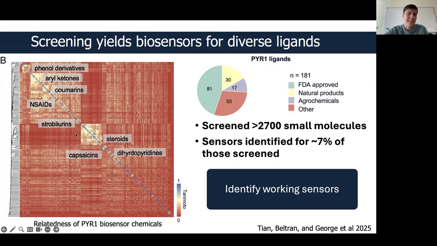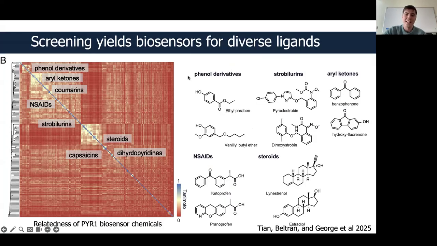And you can see that a lot of this heat map is red, right? Which suggests that a lot of these compounds are distantly related. And you can see that also when you look at the structures of these. So we have things from all the way up in the top left here, phenol derivatives. Kind of in the middle here, we have steroids as an example. And structurally, they're fairly different. So this was also very exciting for us.